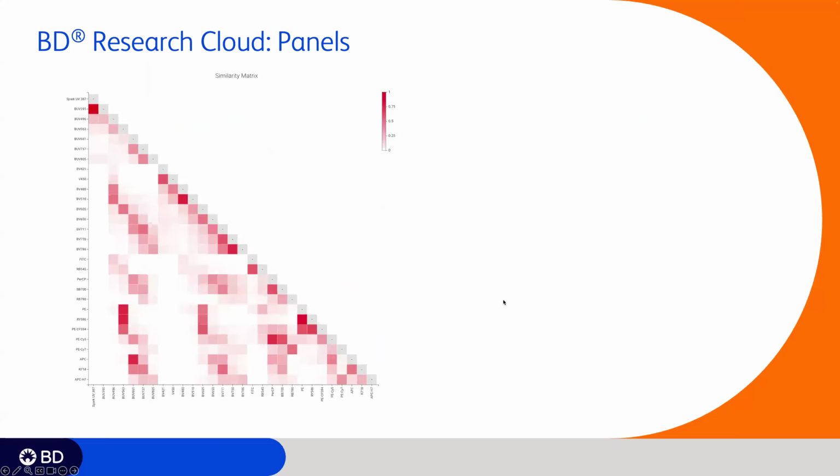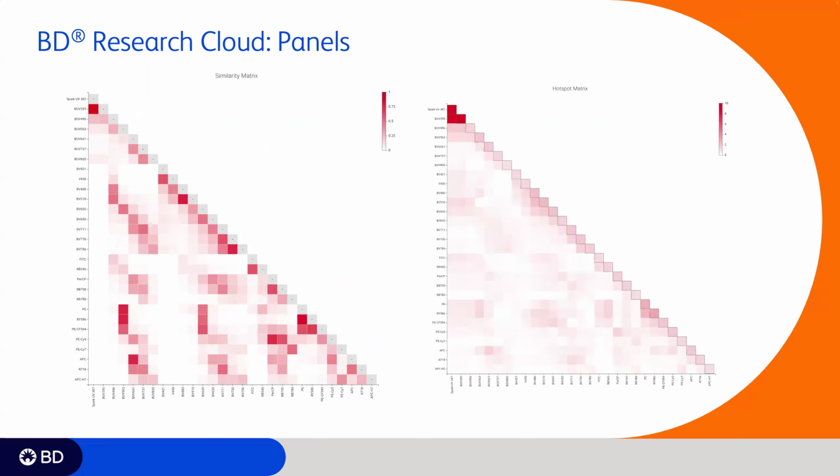We have a similarity matrix, which shows you pairwise comparisons of 2 fluorochromes of how similar they are. The more similar they are, the more likely they are to have some spreading. However, the unmixing dependent spread can be measured by the hotspot matrix. So this shows you specifically which combination of fluorochromes within the context of the entire panel will lead to some spreading due to unmixing.